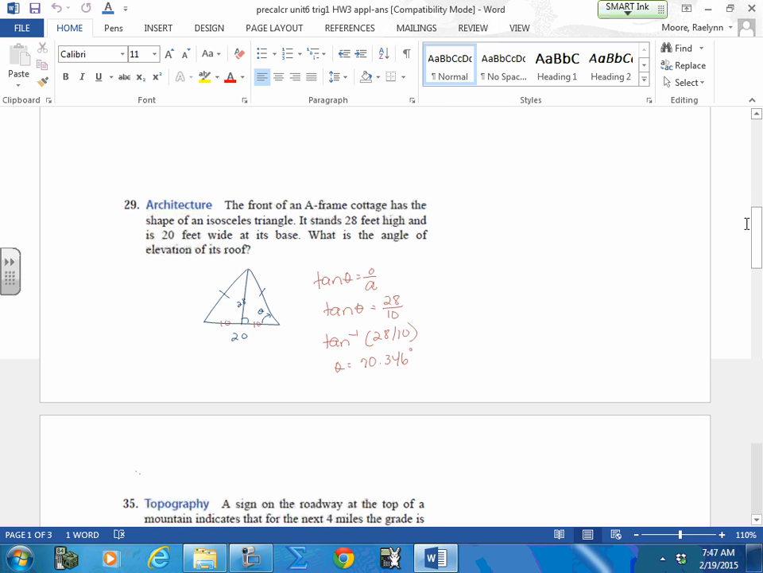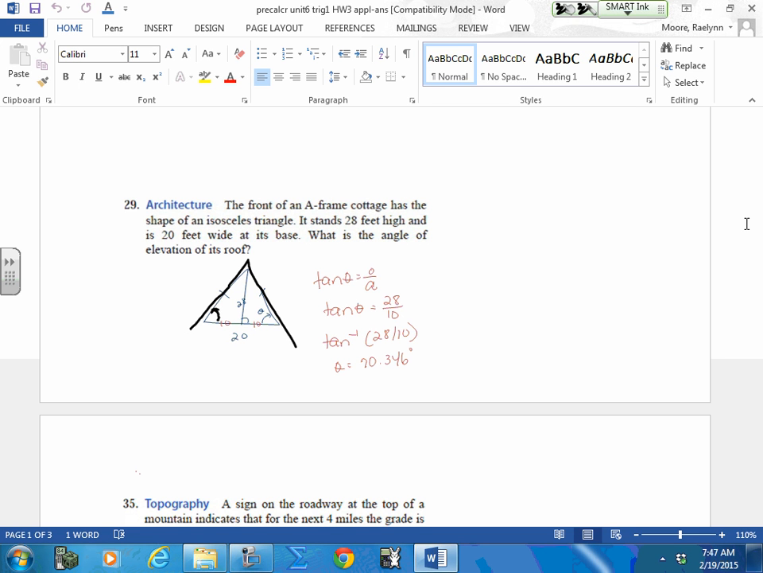Okay, this probably would have been a little bit better explanation of an isosceles triangle. The front of an A-frame cottage, it makes an A, is an isosceles triangle. It stands 28 high, there's the altitude, 20 across, there's the base. What is the angle of elevation of its roof? So the angle of elevation has to be here. That's technically like the roof part here. So how far is it elevated? There's your angle of elevation.